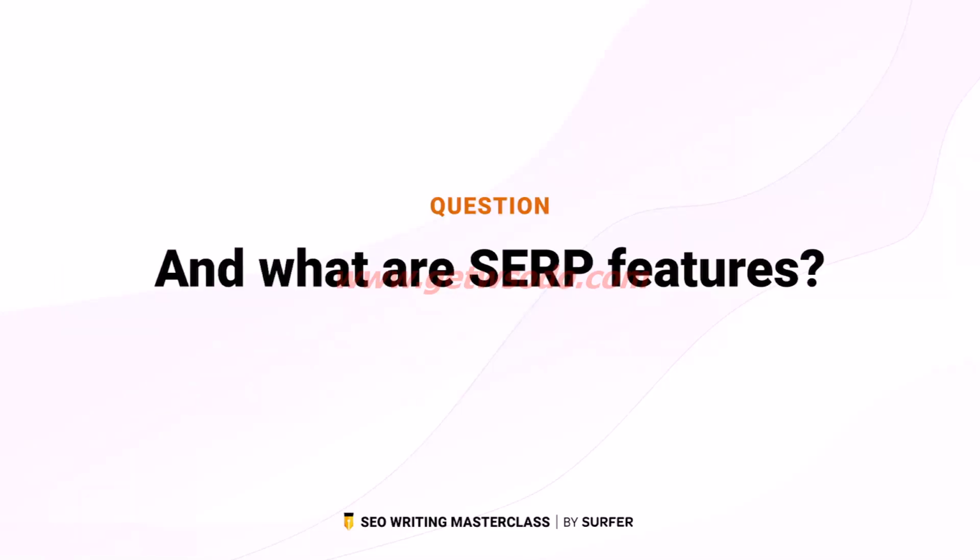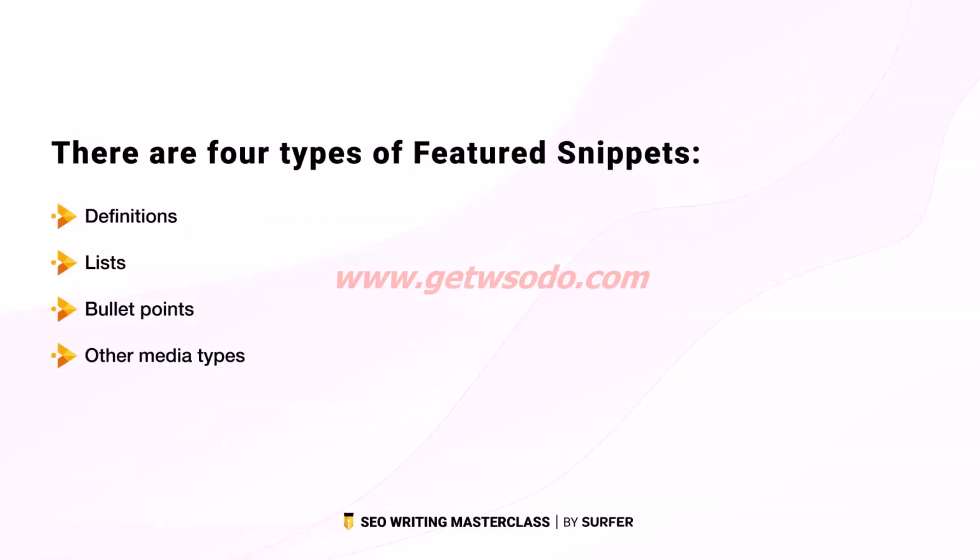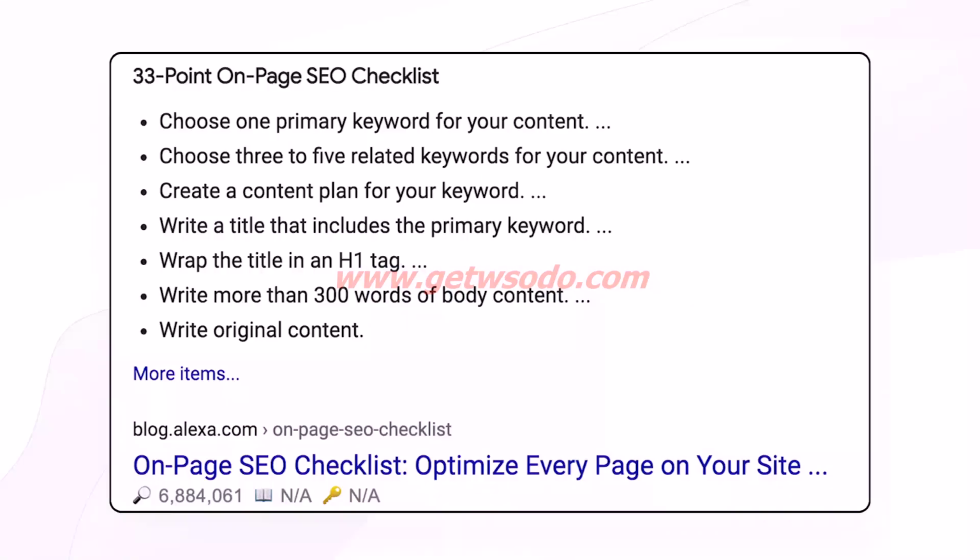And what are SERP features? They are all sorts of results that look different than the traditional link plus description. There are a lot of SERP features out there and Google keeps adding new ones. First, let's talk about featured snippets. It's a fragment from a page followed by a link, visible directly in search. When appearing at the top of the page, featured snippets give you a so-called position 0. There are 4 types of featured snippets: definitions, lists, bullet points, and other media types, typically video or an image carousel.